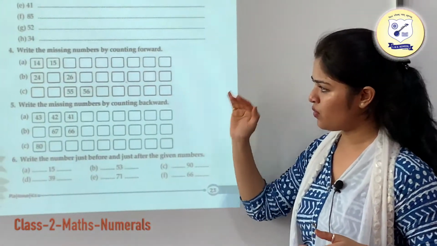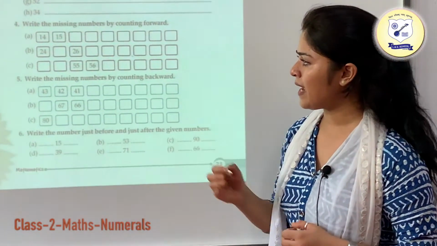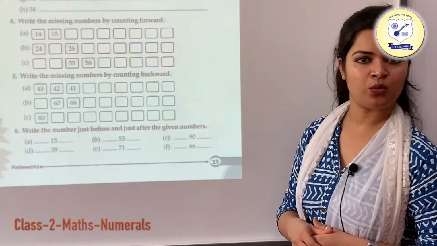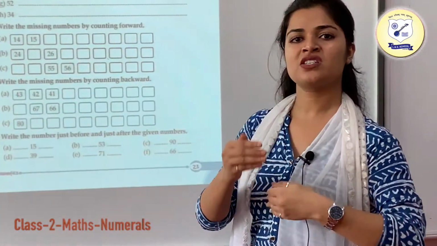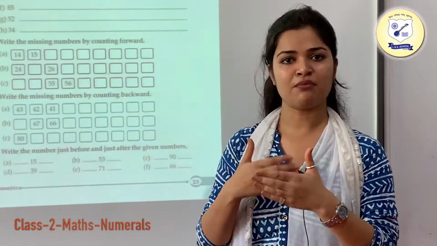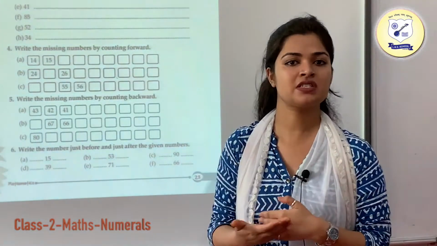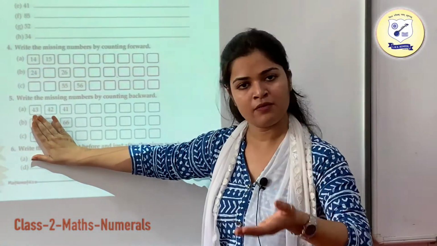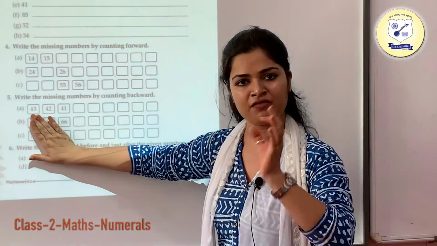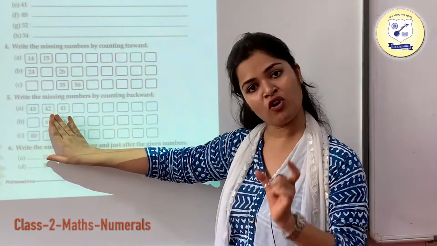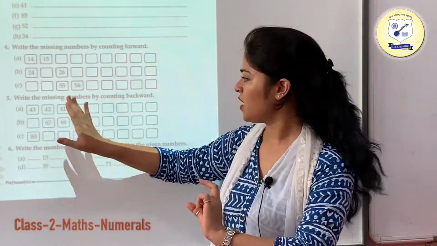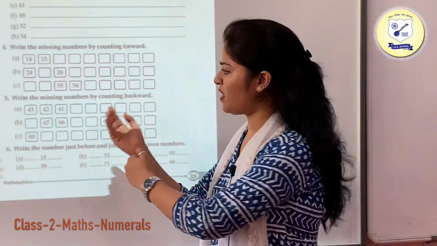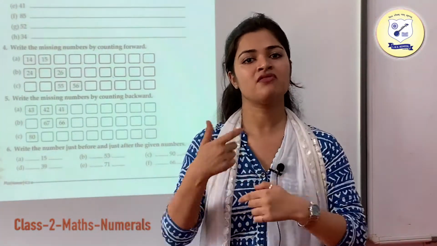Now the next question is to write the missing numbers by counting backward. We are going to count numbers in a backward or reverse direction. As you can see, we have 43. Before 43 we have 42, before 42 we have 41. So as you can see, we are just writing the counting in reverse order.